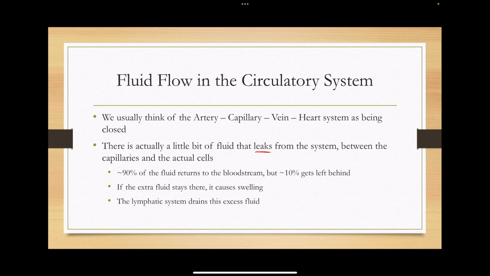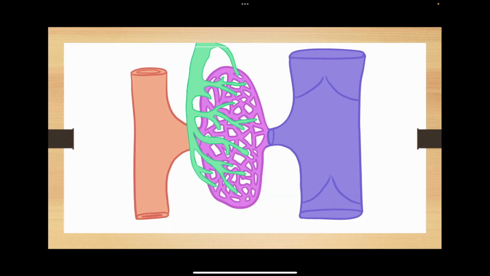According to the internet, my source, it's like 10% of the fluid that gets left behind, which isn't a crazy amount, but it's definitely a significant chunk of it. And if that fluid can't be drained out, it'll just stay in the tissue, causing swelling and other accumulation of waste. So the lymph vessels drain that extra fluid and check its quality before dumping it back into the circulatory system. A super basic diagram of how this works looks something like this.